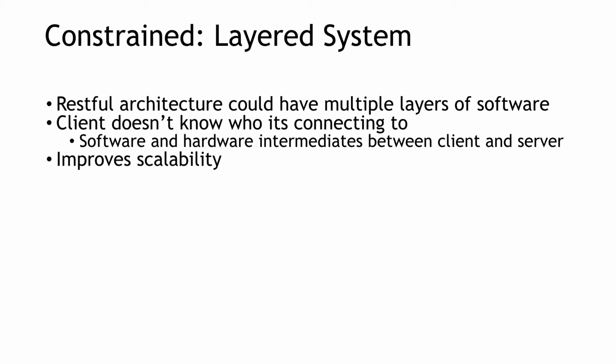Software and hardware intermediates may exist between the client and server to create a forwarding of messages between client and server. That allows us to have multiple hops between client and server so that the information can be flowing between them seamlessly. This improves the implementation of extremely scalable systems that need to be dealing with tens of thousands or millions of connections.